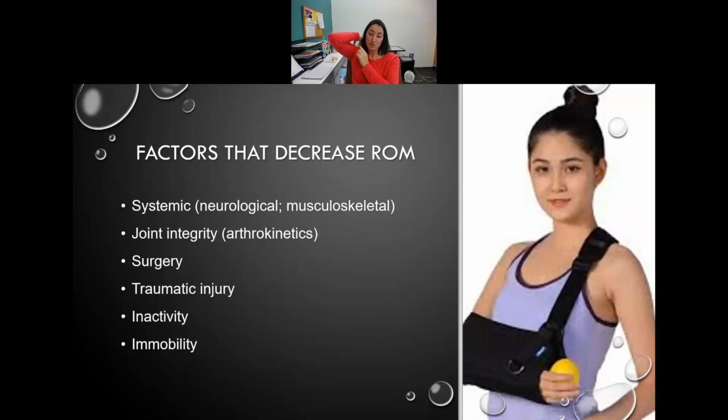Factors that decrease range of motion. There could be systemic factors like neurological or musculoskeletal factors. There could be some joint integrity problems. Arthrokinematics, remember, are your joint movements. It could be surgery, traumatic injury, inactivity, or immobility. All of those could limit your range of motion.